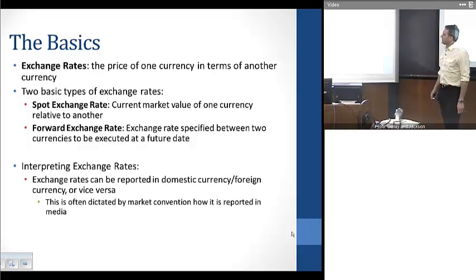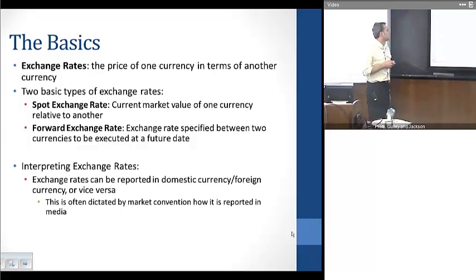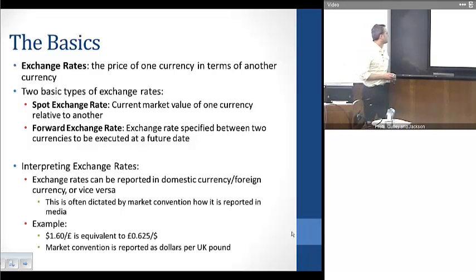So the way that we think about exchange rates can be a little bit confusing. So it's important to really understand the definition of exchange rates and the conventions of expressing exchange rates. Exchange rates are going to be reported in the amount of domestic currency per unit of foreign currency. And that's often dictated by market convention in terms of how it's reported in the media and in financial markets. So as an example, you can have $1.60 US per pound. That's equivalent to 0.625 pounds per dollar. It means exactly the same thing.